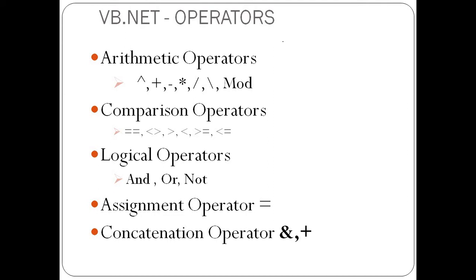Let us have a look at what kind of operators we have in VB.NET. We'll talk about some of the generally used operators. There are many more operator categories available in VB.NET, and it is not restricted only to the ones mentioned on the screen. But in this video we'll discuss only the operators which are commonly used in routine programs. So let's talk about some of these basic categories.